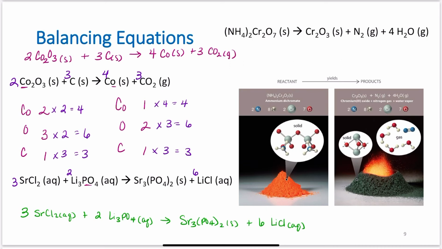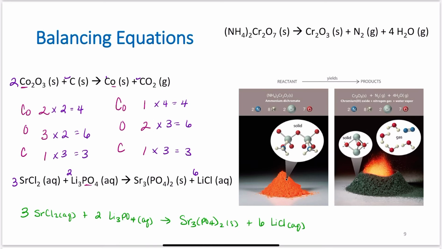Now let's look at an example where our polyatomic does not stay together. The example written on the top here, let me erase this for some space. This example here, we've got ammonium dichromate decomposing to form chromium oxide, nitrogen, and water. This is technically chromium(III) oxide, if we want to be specific.